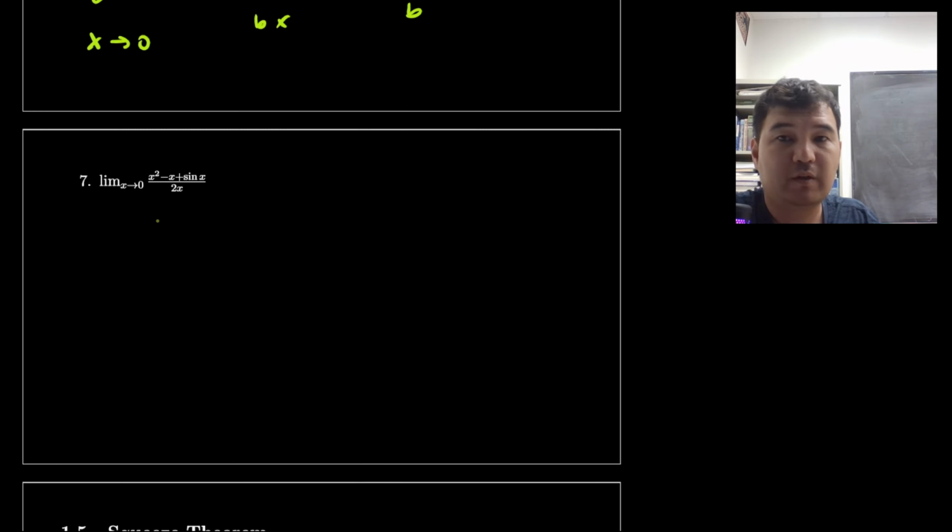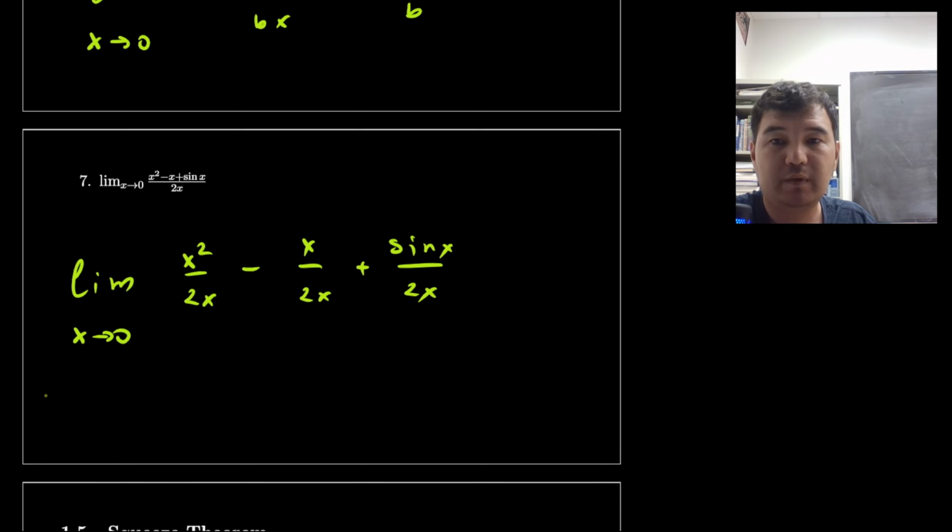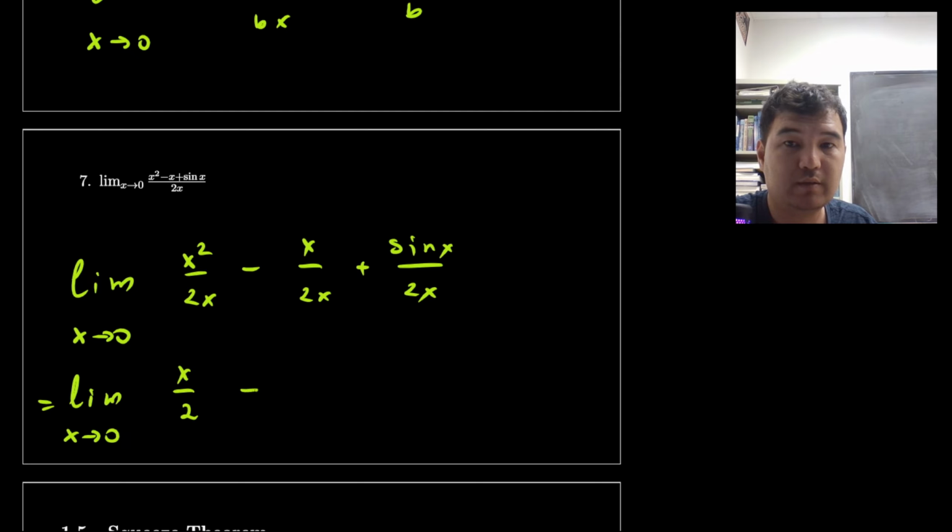For example, in this problem, we can rewrite this expression in 3 different fractions and then find the limit as x goes to 0. The first one is x squared over 2x. The second one is x over 2x. And the last one is sine x over 2x. If you simplify the expressions as x goes to 0, the first one is going to be x over 2. The second one is 1 over 2. And the last one is just sine x over 2x.